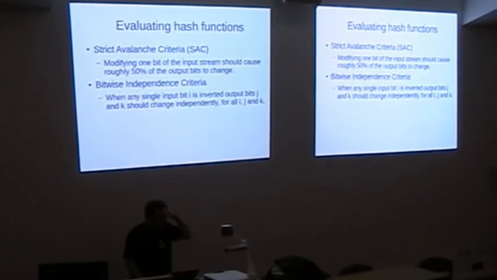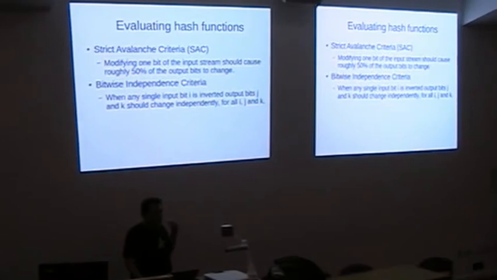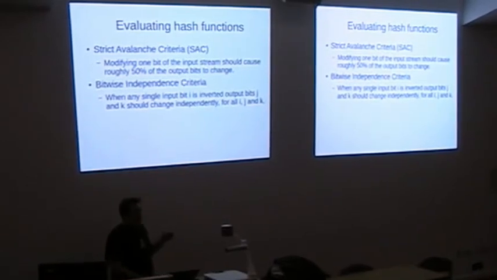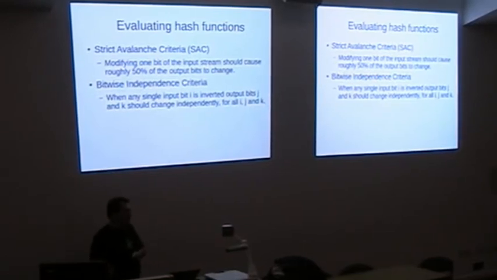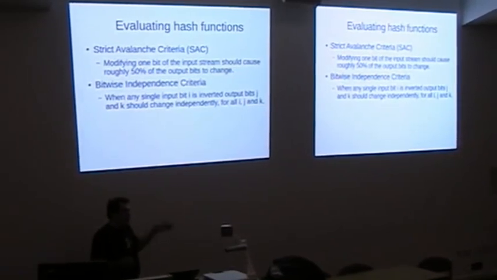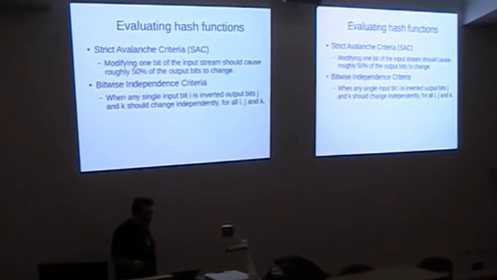So the second one is the bitwise independence criteria. What this says is that when any single input bit is inverted, there should be no output bits that always change, and there should be no pairs that change in predictable ways. So if I change bit 0, I should never get bits 5 and 6 always being 0, or always being 1, or always flipping. 50% of the time they should change, 50% of the time they shouldn't. Anything other than that basically means there's a vulnerability that you can attack.